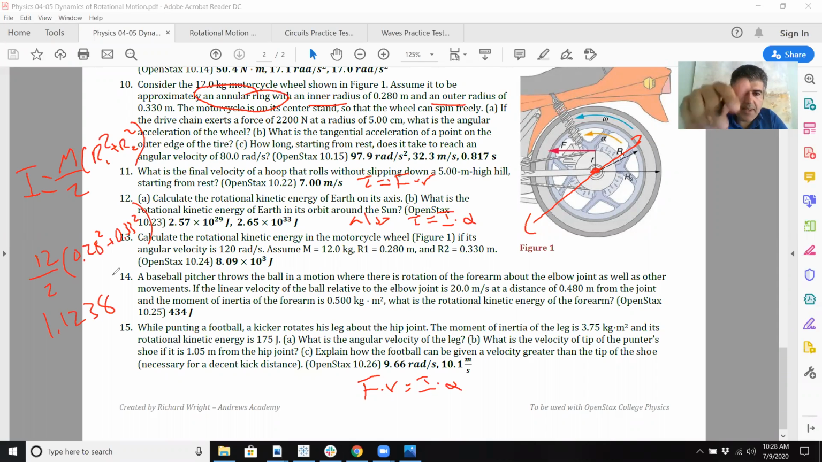And bring it back in. So your force is 2,200 times 0.05 equals I, which is 1.1238 times alpha.